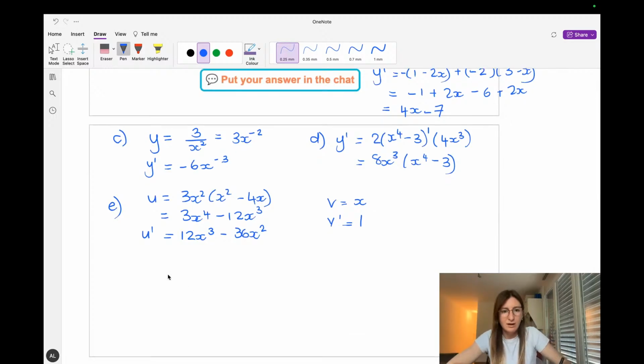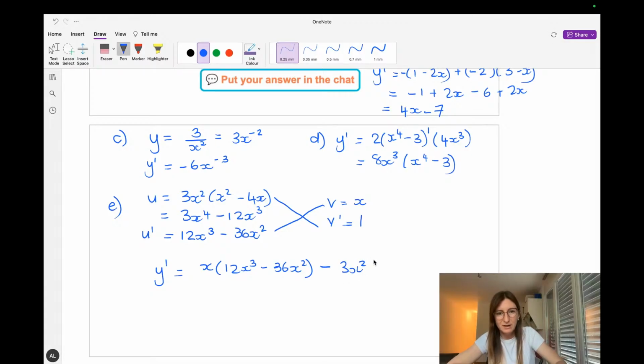All right, so now our rule is a little bit different. We take u dash times v minus u times v dash. So let's do 12x cubed minus 36x squared. Minus this time 1 times that whole thing. So we don't need to write that one. x squared minus 4x. Wow, this is looking lengthy.